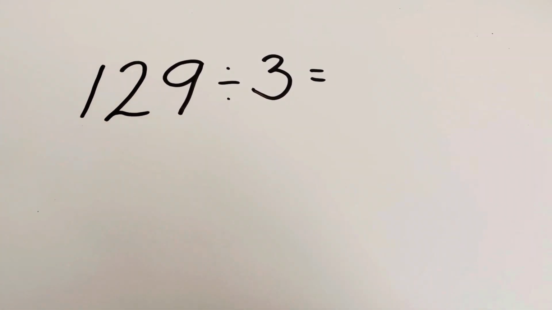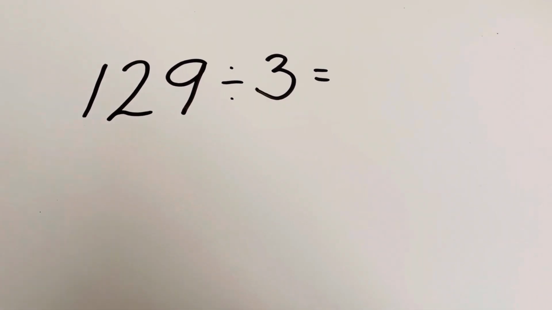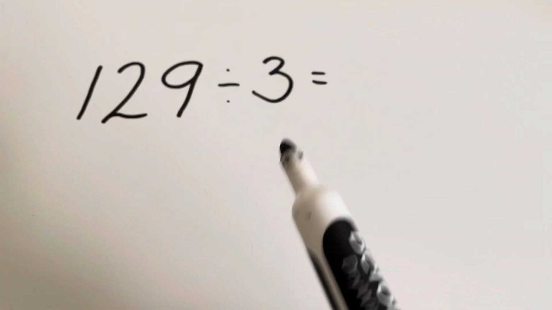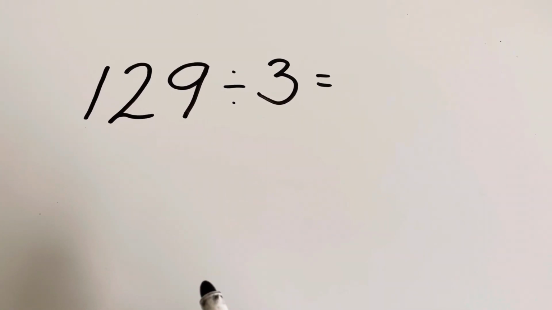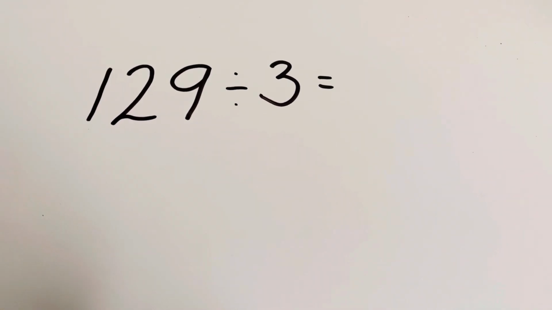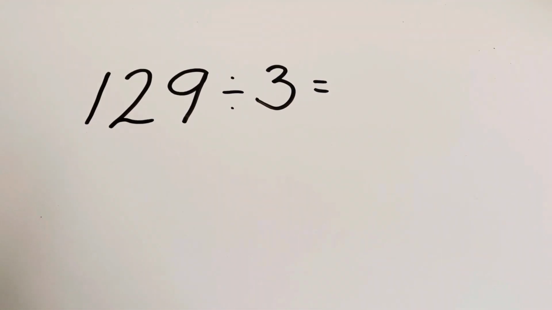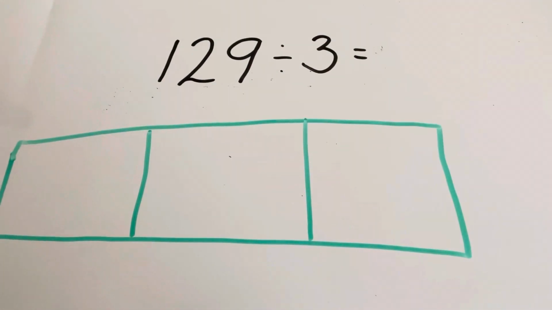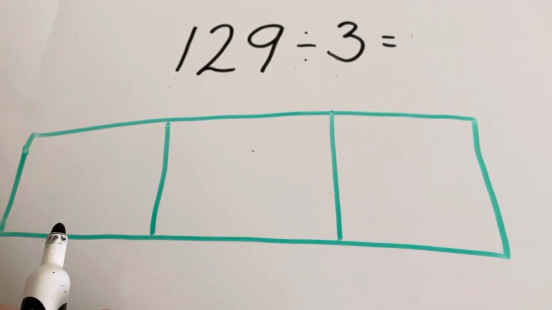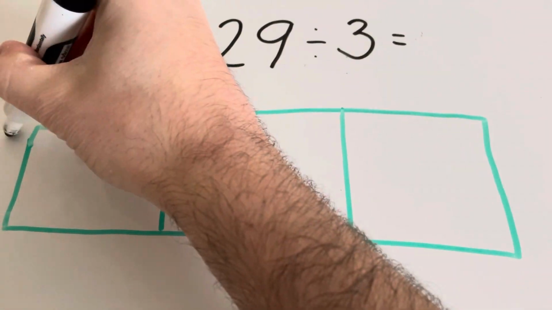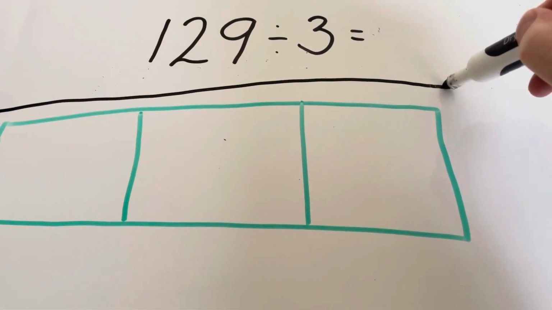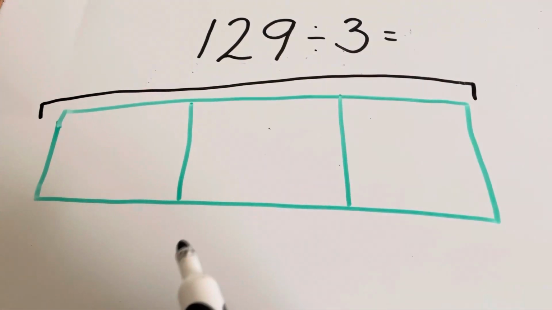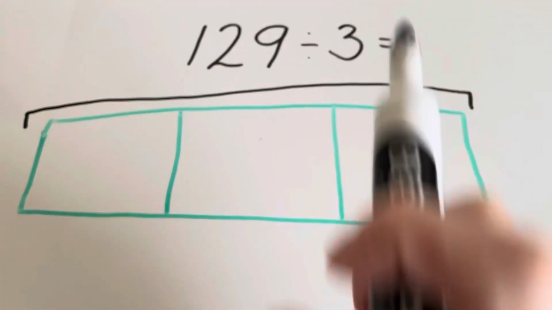So what are we going to do? Well, what we know is we've got to share 129 things with 3 equal groups. The answer will be how many is in one group. So first thing we need to do is draw our bar. As you can see, I've drawn my bar now. Now the whole bar from here to here is going to be worth 129, and I've split it into 3 sections because I'm sharing it out with 3 people.